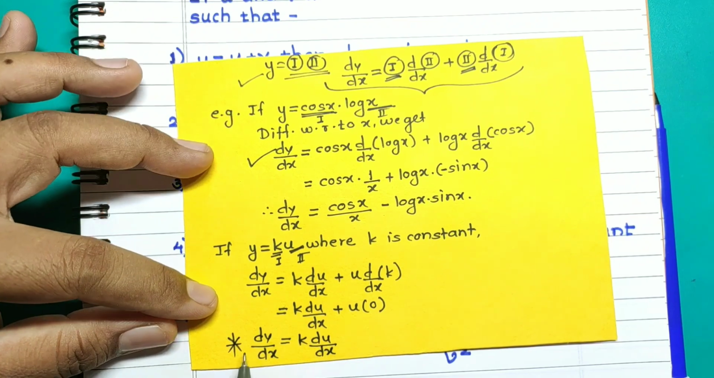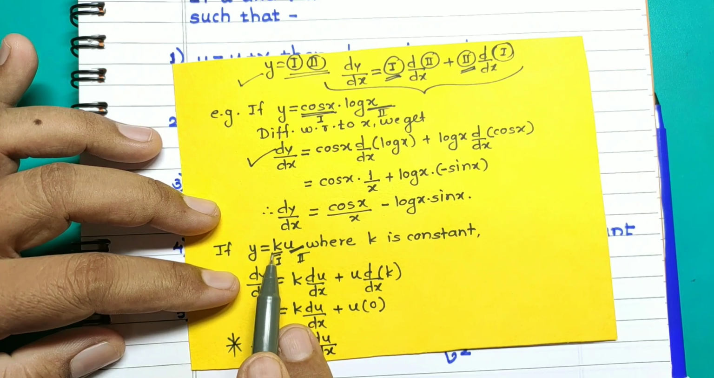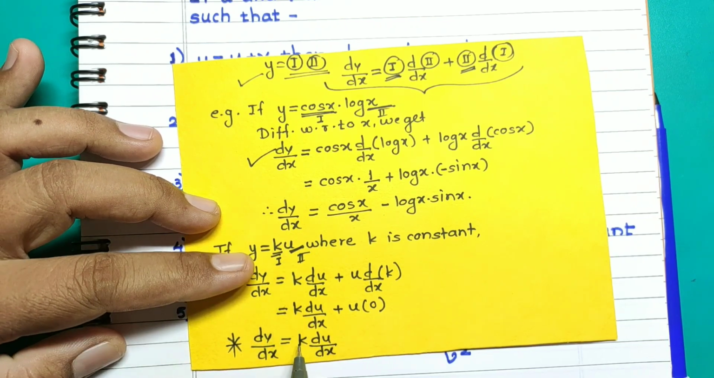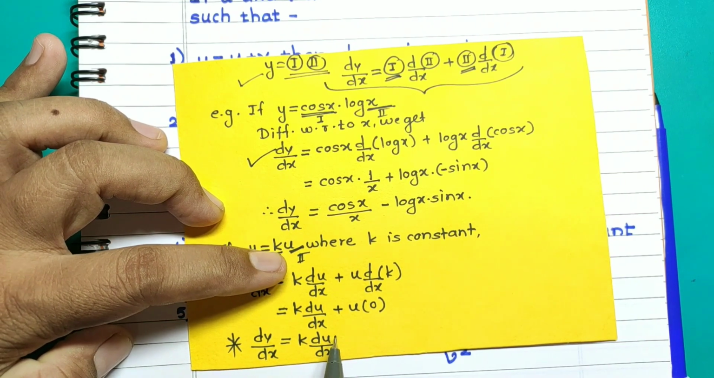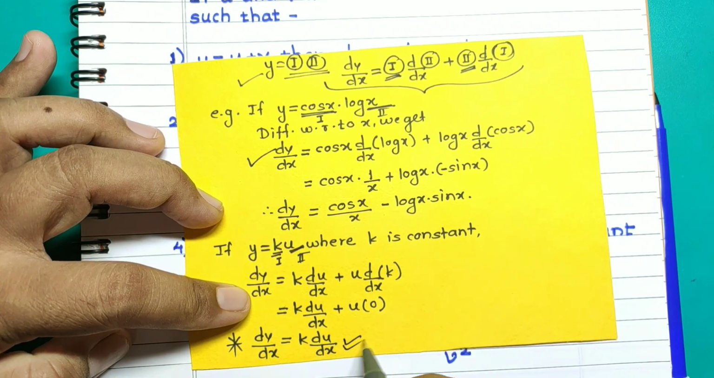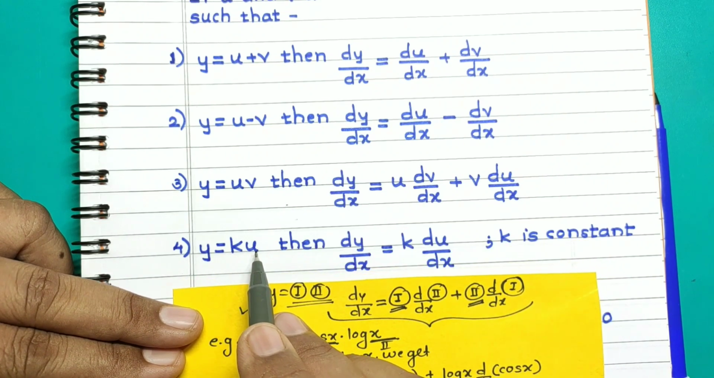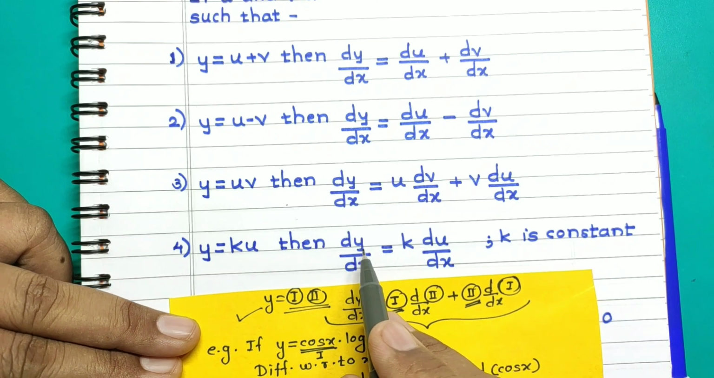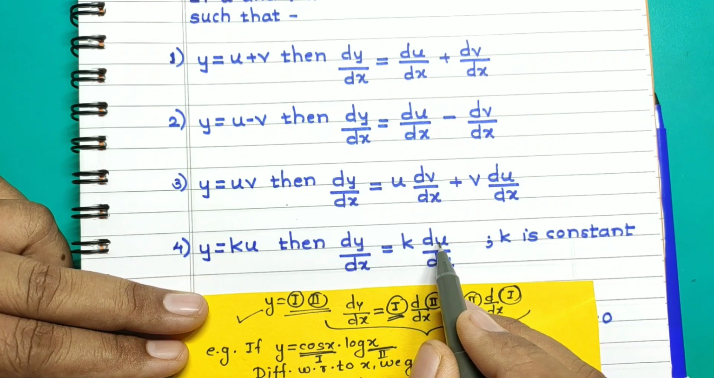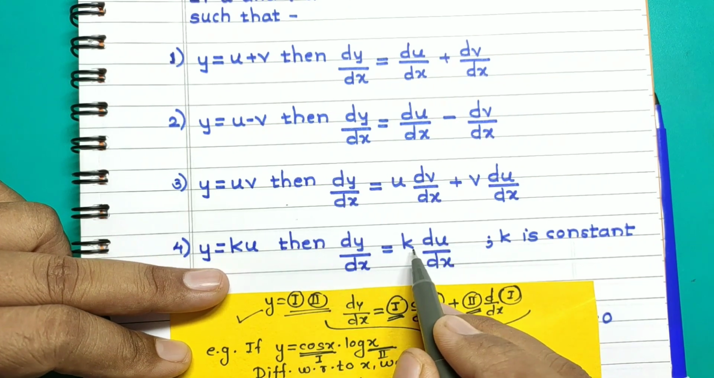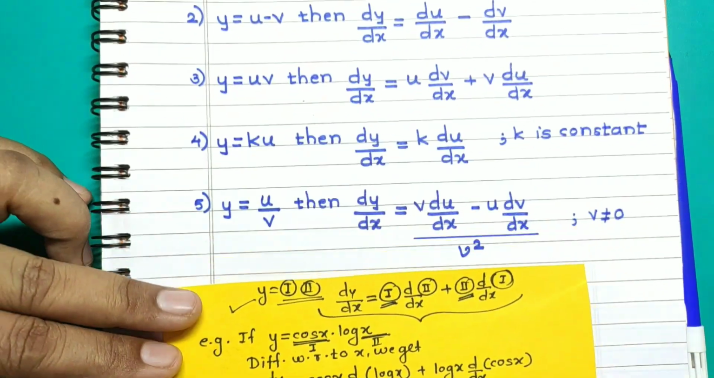Note this step. If y is function multiplied by some constant, then its derivative is k constant as it is and multiply it by derivative of the multiplied function. So this is the next rule. If y is expressed as product of constant into differentiable function, then its derivative dy by dx is keep constant as it is and multiply it by derivative of that multiplied function. So here k into du by dx.